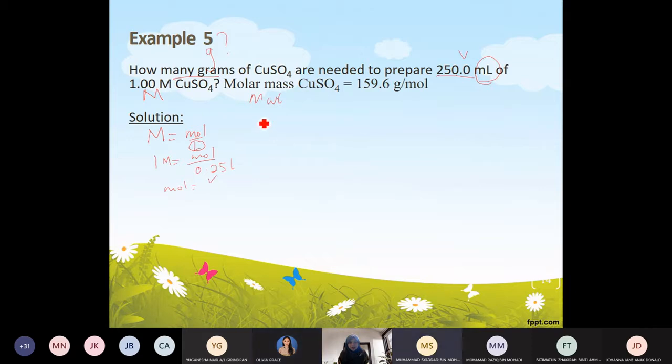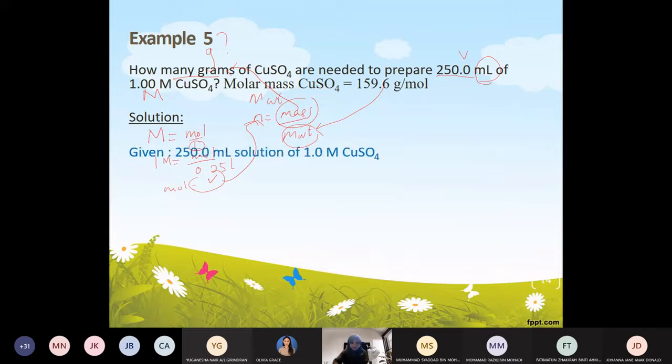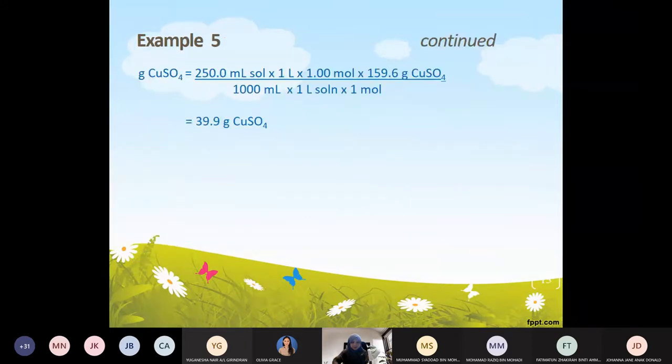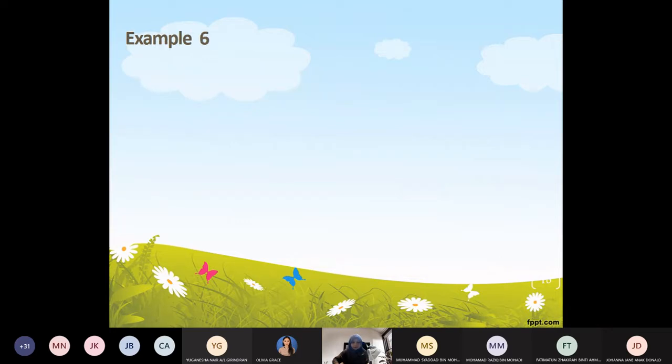Next, second formula tadi. Number of mole, mass over molar mass. So, mole yang kita dapat sini, substitute here. Substitute the molar mass of copper sulfate here. So, we should be able to solve for mass, which is referring to gram. Okay. So, let us see dia punya answer. Okay. 39.9 gram. Next.